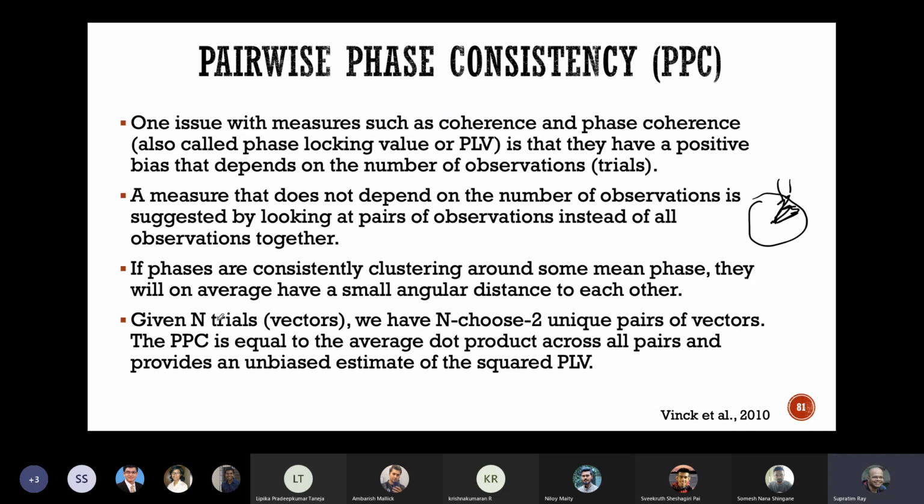And the PPC is simply the average dot product or the average cos of the angle between them. If the angle is 0, then the value is 1. Otherwise, the dot product is just the cosine of the phase difference. So PPC is simply equal to the average dot product across all pairs, and it turns out it provides an unbiased estimate of the square of the PLV, the phase locking value. And I'll tell you how this comes about in the next slide.